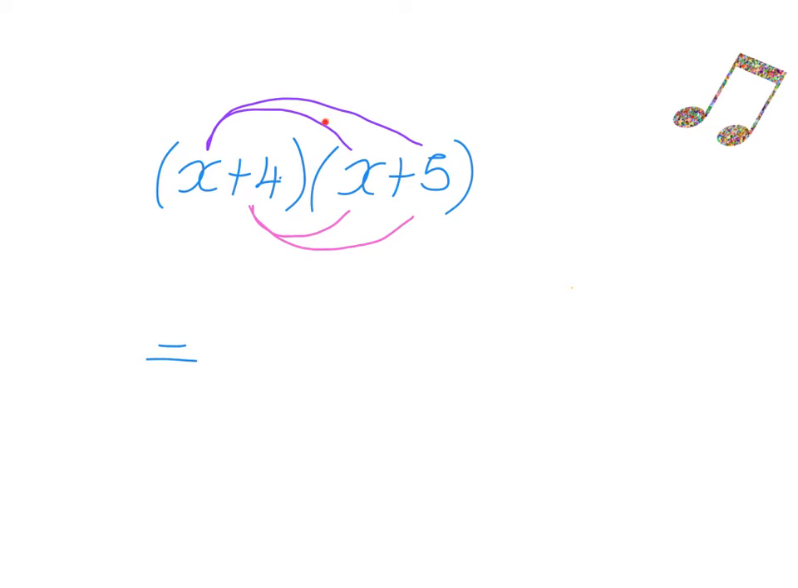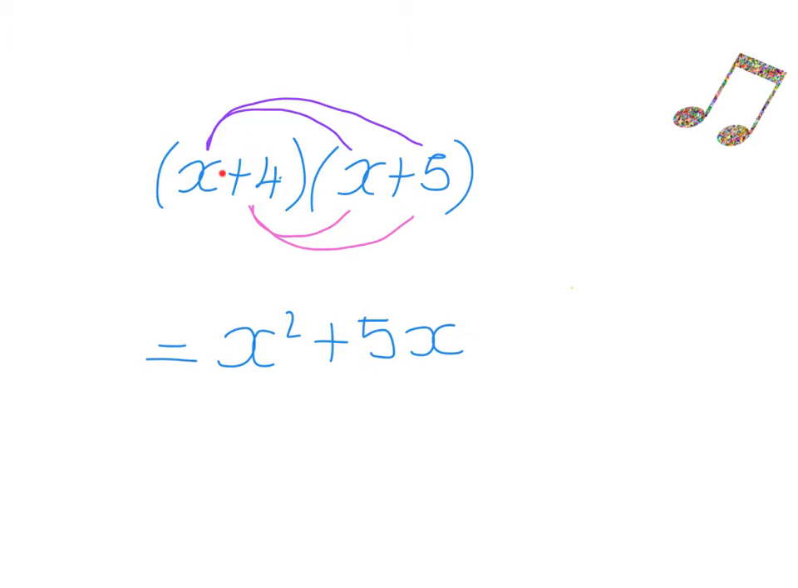So we're starting off, x times x. It's given me x squared. X times positive 5. It's given me plus 5x. So good, now I've multiplied the x by everything in the second bracket.